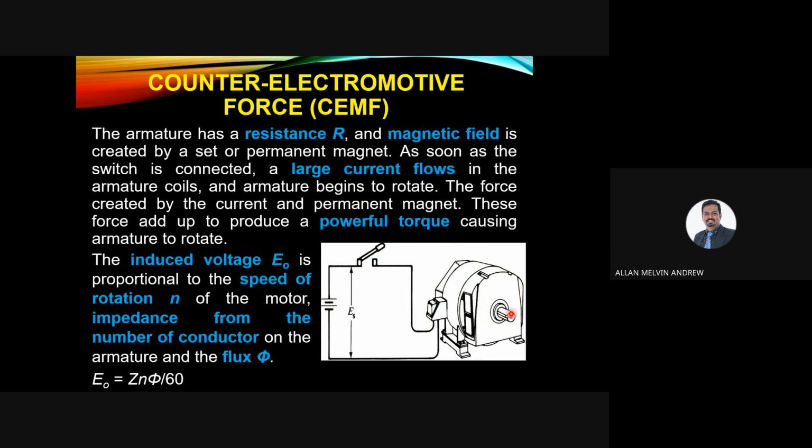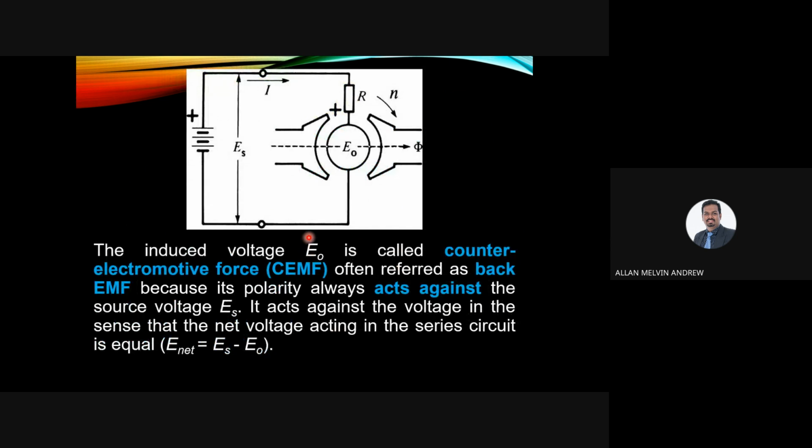Okay, so the induced voltage E0 is proportional to the speed of the rotation. So it is directly proportional, meaning when the speed is increased or the flux is increased, the induced voltage E0 will also increase. Okay, so the induced voltage E0 is called counter electromotive force, or we call it CEMF. We also call it back EMF because the polarity always acts against the source.